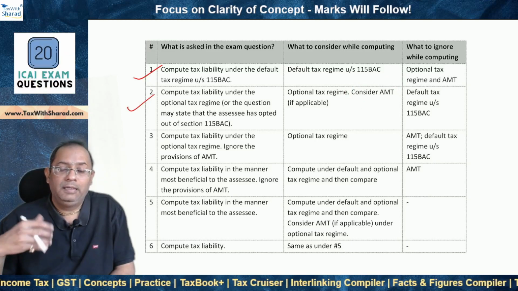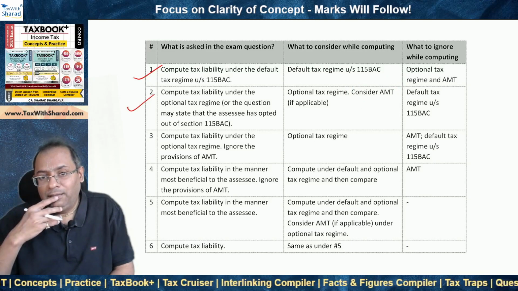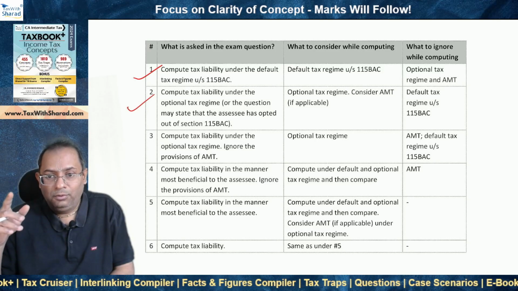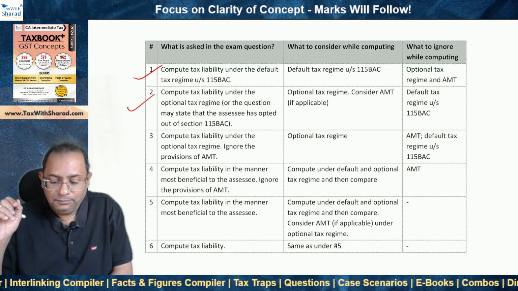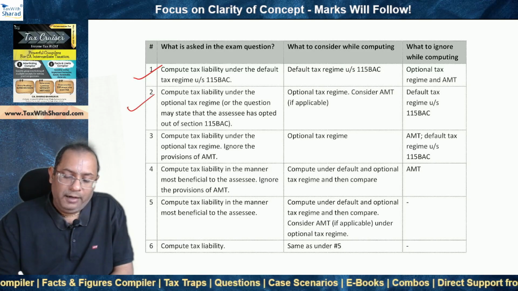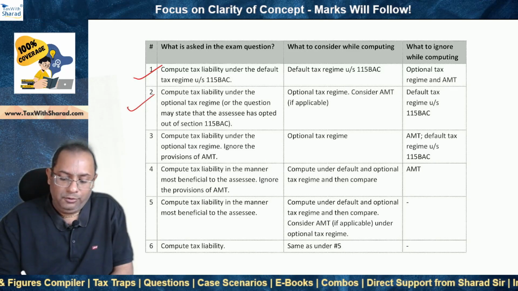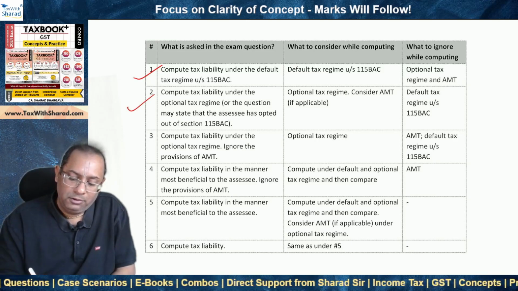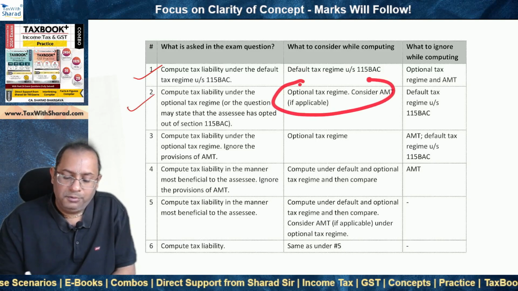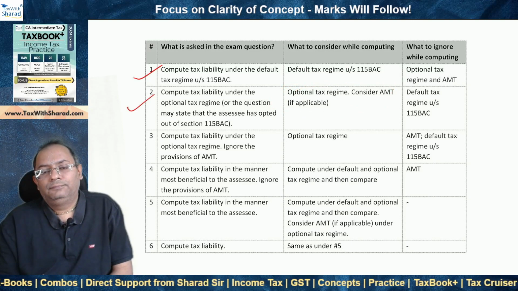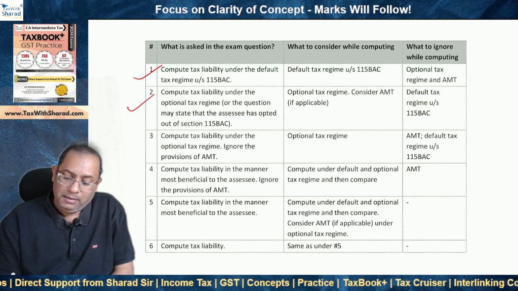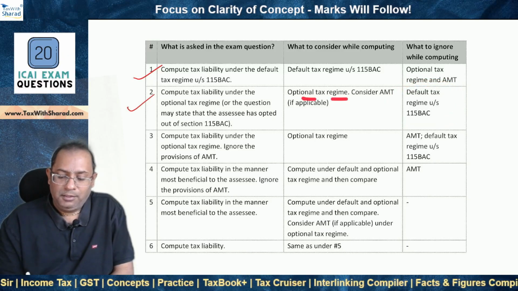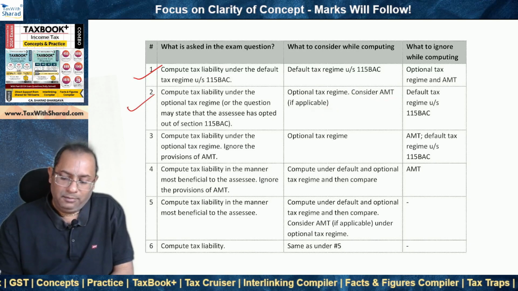For example, if the SSE has claimed deduction under section 10AA or 35AD, or 80QQB or 80RRB, these are the sections under which AMT becomes applicable. If you find such a fact pattern in the question, then you should automatically consider AMT, even if the question has not specifically asked you to, because you are making the computation under the optional tax regime. No confusion? What this means is that you should not make any computation under the default tax regime. Simply the optional tax regime, and then consider AMT provisions if they are applicable.